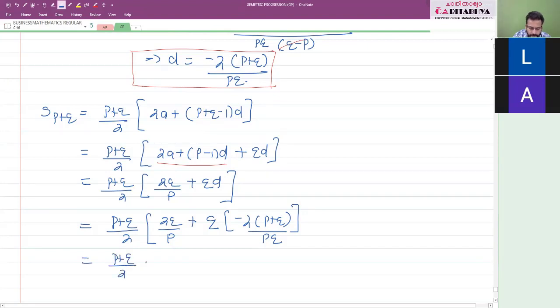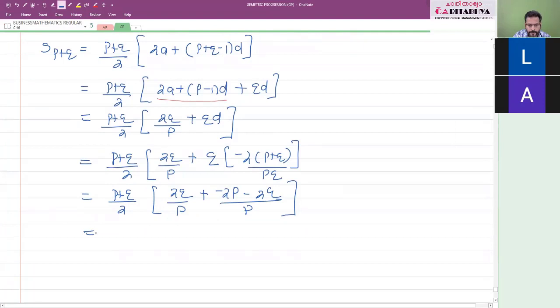P plus Q divided by 2 into 2Q divided by P plus Q. Q gets cancelled, minus 2P minus 2Q divided by P plus Q divided by 2 into the room. So minus 2Q plus 2Q gets cancelled, minus 2P divided by P. So minus 2P divided by P. P gets cancelled, 2 gets cancelled.